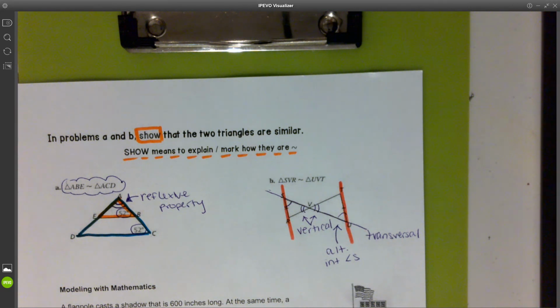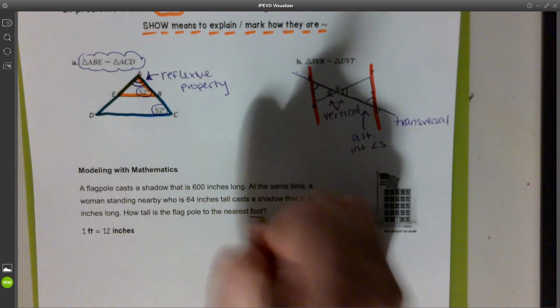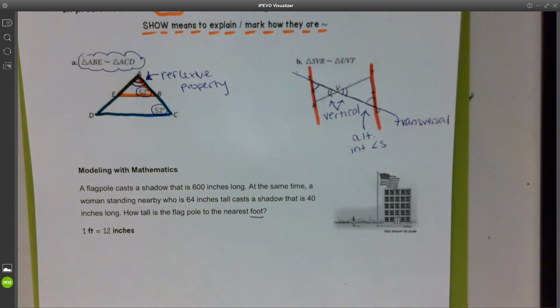So this is kind of like what we did when we had proofs. We're marking off and labeling why we're marking it off. That is showing how. All right, last two problems. So here it says a flagpole casts a shadow that is 600 inches long. At the same time, a woman standing nearby who is 64 inches tall casts a shadow that is 40 inches long. How tall is the flagpole to the nearest foot? All right, so the best way to do this is to draw a picture.